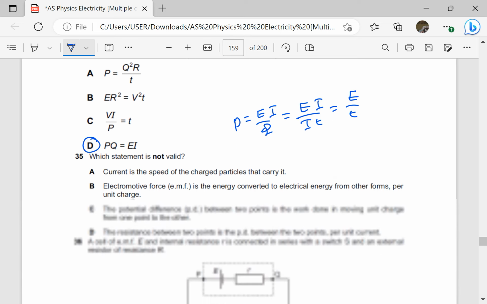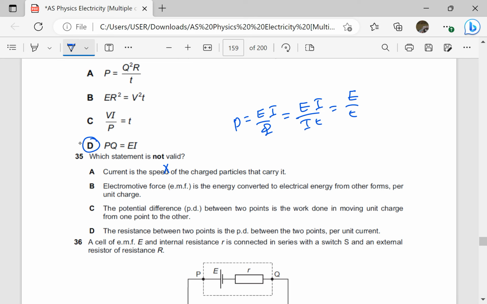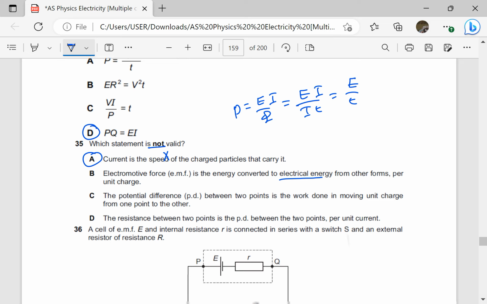Which statement is not valid? Current is not the speed of charge. They said current is the speed of charged particles that carry it. So current is not the speed, and that statement is not valid. EMF, energy converted from electrical to other forms, is true. PD between 2 points is the work done in moving unit charge from one point to another. That is PD. Resistance between 2 points is PD per unit current. That is V over I, which is correct.